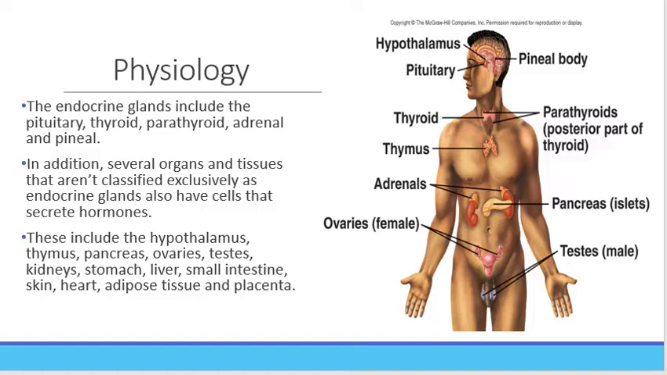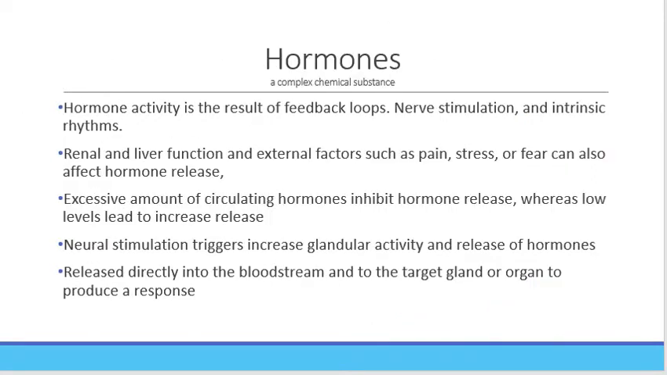In addition, several organs and tissues that aren't classified exclusively as endocrine glands also have cells that secrete hormones. These would include our hypothalamus, our thymus, our pancreas, ovaries, testes, kidneys, stomach, liver, small intestine, skin, heart, adipose tissue, and placenta.